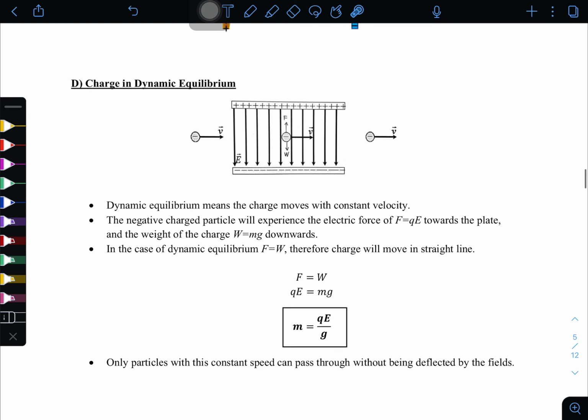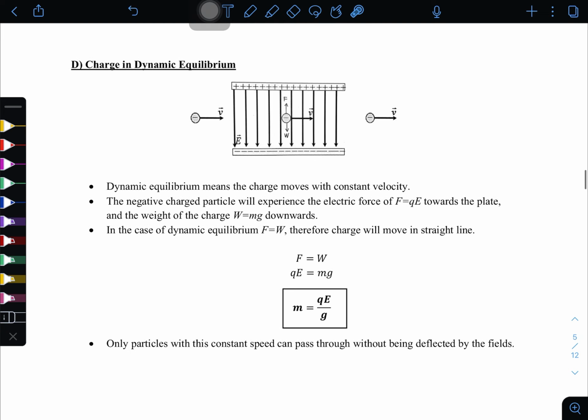Right. Okay, and the last one, charge in a dynamic equilibrium. So to know the hint in the question, di case yang keempat, you have to find these three keywords. The first one is that no deflection. The second one, constant velocity.